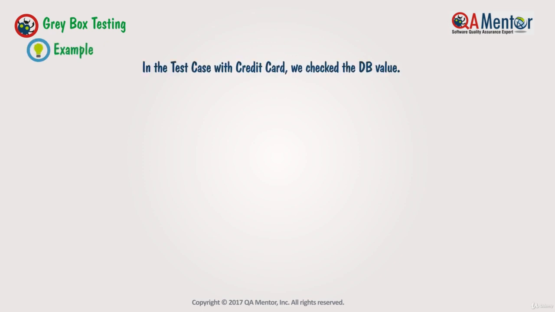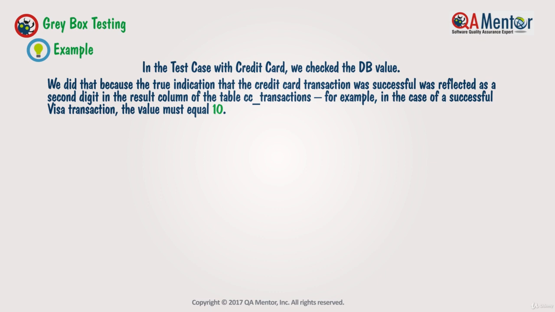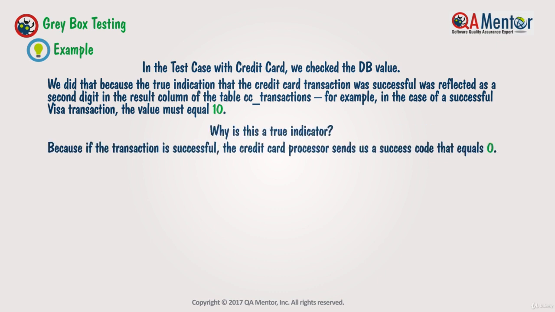Example: in the test case with credit card, we checked the DB value. We did that because the true indication that the credit card transaction was successful was reflected as a second digit in the result column of the table CC transactions. For example, in the case of a successful Visa transaction, the value must equal 10. Why is this a true indicator? Because if the transaction is successful, the credit card processor sends us a success code that equals 0.